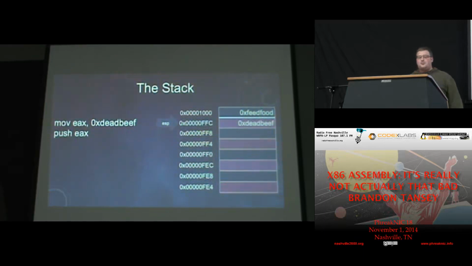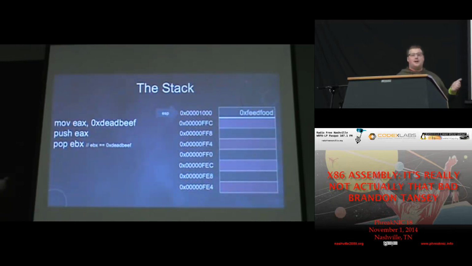Afterwards, we've just pushed a thing, we'll then pop a value out. So we pop whatever's at the top of the stack into EBX. And that happened to be deadbeef, which is one of the things you'll see a lot, people like to make words out of hex values for assembly things. And then we have feedfood. So we pop into EBX, and that removes the value that ESP was formerly pointing to, and puts it into the register EBX. It then adds 4 to the stack pointer to have it point at the top again. So the memory address goes up as we reduce what's in the stack.